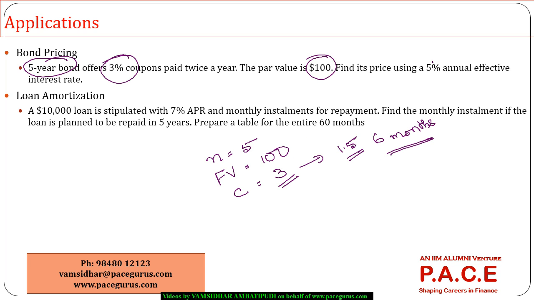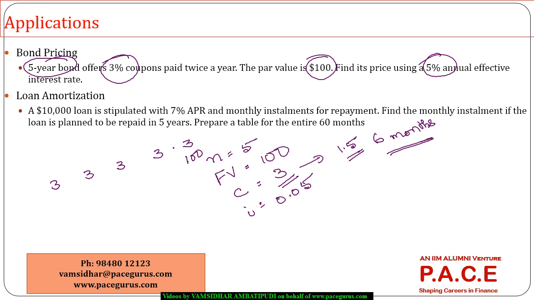So I have to use an annual effective rate of 5% and find out the price. Now, if I look at the cash flows that I'm getting, 3 is coming in the first year, 3 in the second, 3 in the third, 3 in the fourth, and also 3 in the fifth, along with a principal value of 100 that is coming in the fifth year, right?